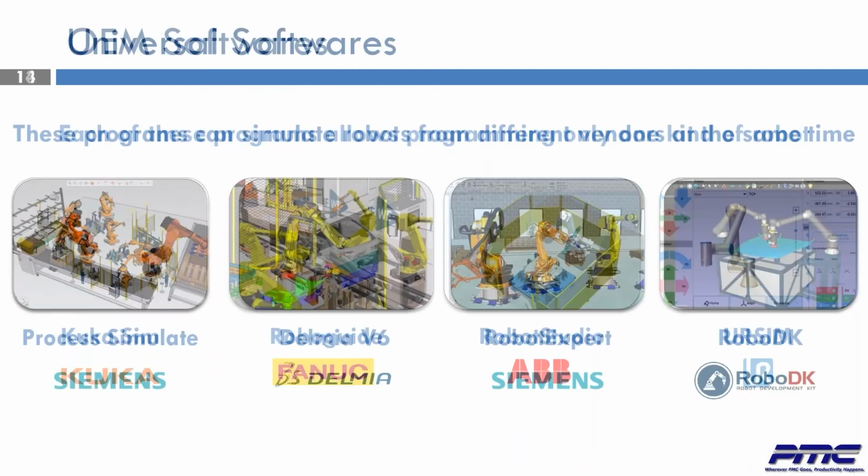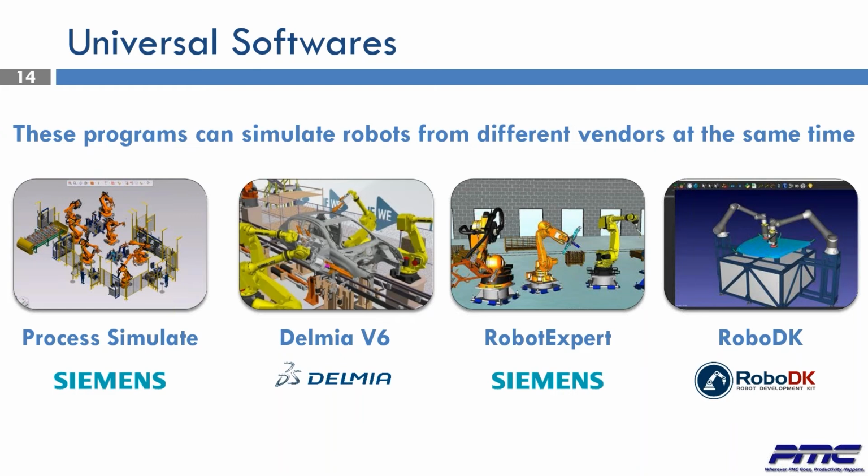On the other hand, we also have some universal solutions for robotic simulation. There are applications that have the ability to simulate different robots from different manufacturers at the same time. So we have, for example, the Process Simulate software from Siemens. We have DELMIA V6 from Dassault Systèmes. We have Robot Expert, also from Siemens, and Robcad from Tecnomatix.